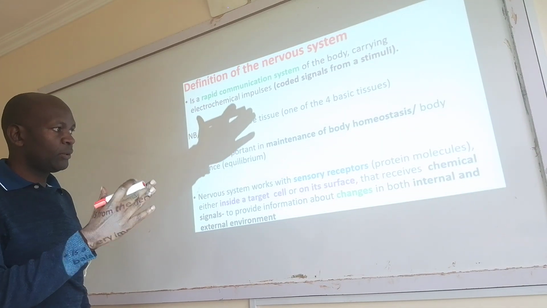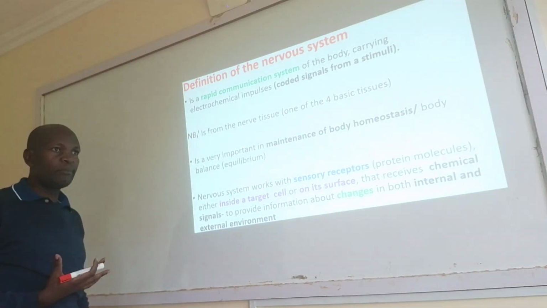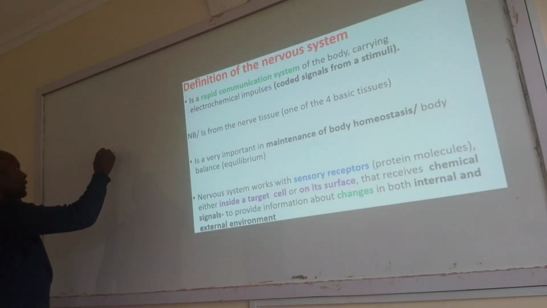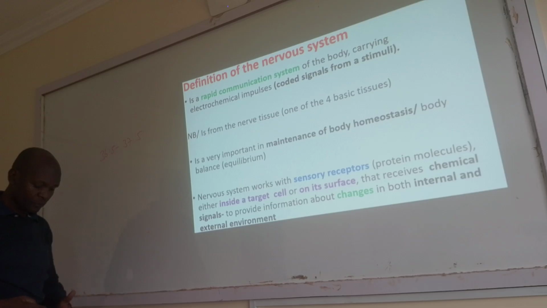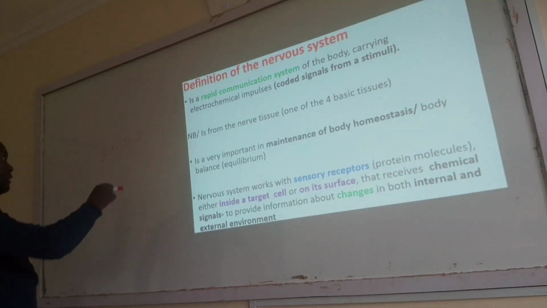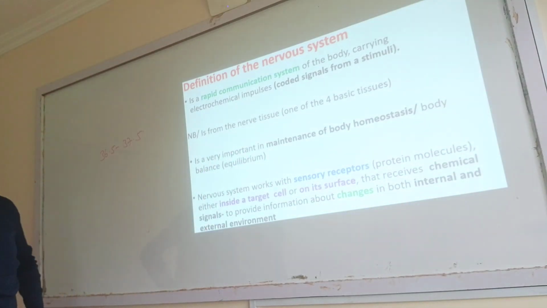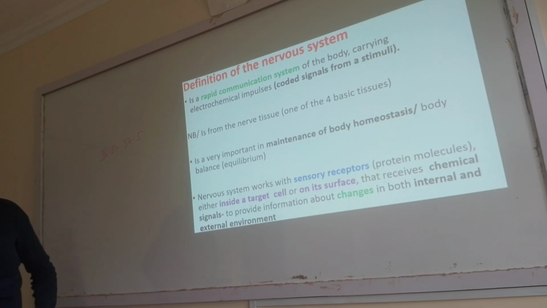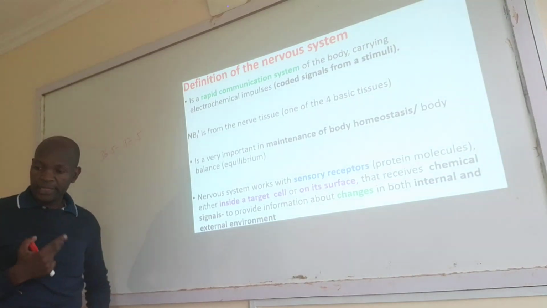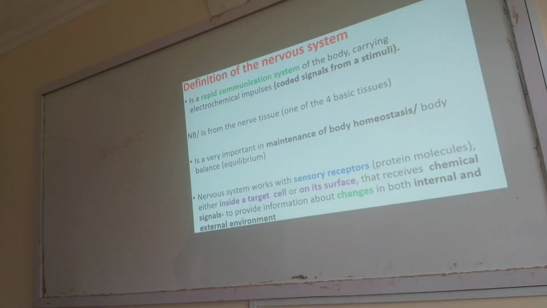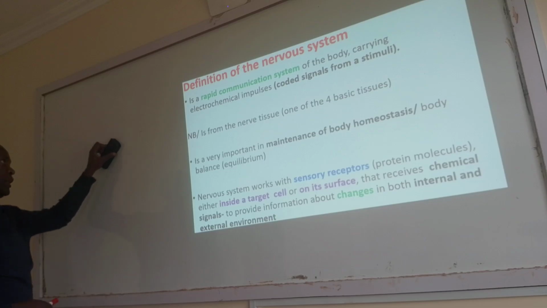So it provides equilibrium. For example, if I talk of temperature, the normal range we know is 36.5 to 37.5. It is supposed to be maintained within this range. Anything below this range, the nervous system will sense. Anything above this range, the nervous system will also detect, and therefore it will inform the relevant effector organs to act in order to bring it back into the normal range.